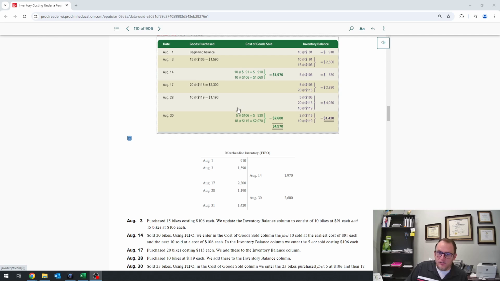And our cost of goods sold is going to be the 5 units from August 3rd and 18 units from August 17th that were sold. So that is FIFO, or first in, first out. We are assuming that our inventory that we're selling is in the order that we are receiving it.